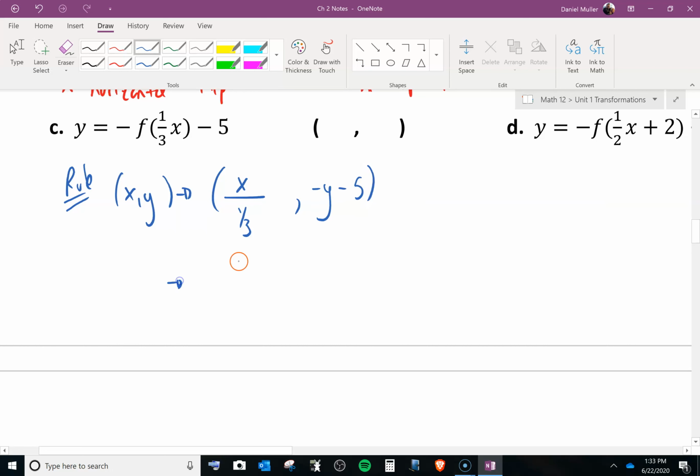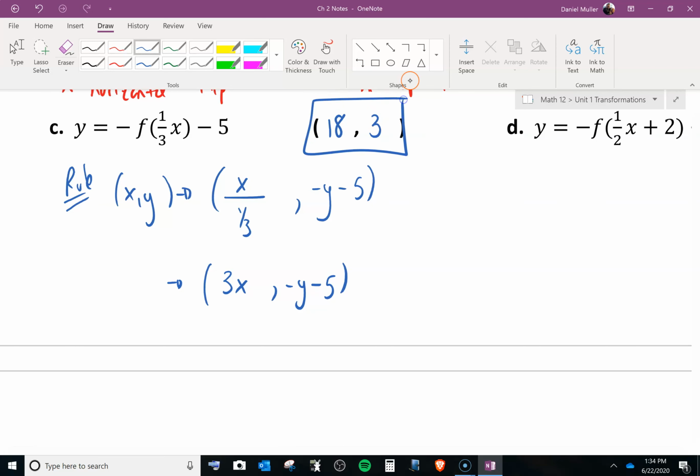Now this one, I don't like this, so I'm going to flip the fraction and bring it to the top. It'll become just a 3x, and then a negative y minus 5. So if I put my point into here, I have 6. 6 times 3 is 18, and then I have my point of -8 into here, it becomes a positive 8. 8 minus 5 is 3. 18 comma 3.